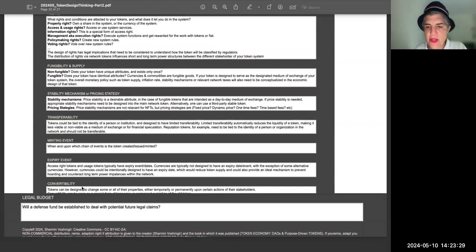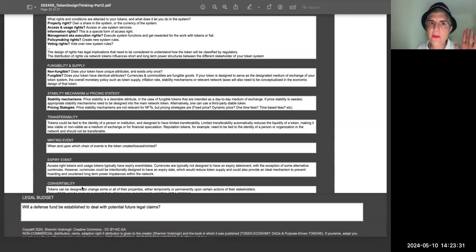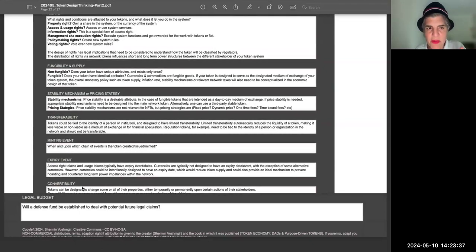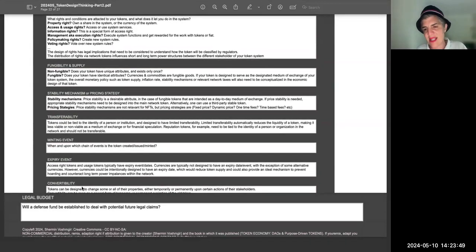Convertibility is the last property that is important. I'm sure there are many other properties also. These are the main economic properties, or not only economic properties, but relevant from an economic perspective also, is convertibility. Sometimes a token can convert to be something else. For example, an access right token to a conference that becomes a proof of attendance after the conference has ended. That would be a convertible token.